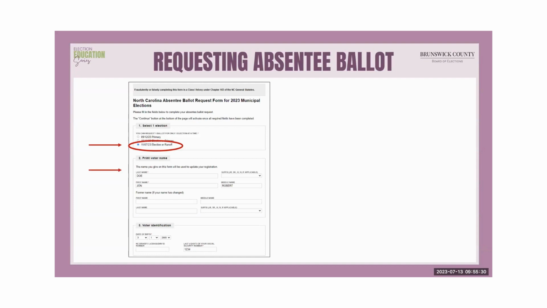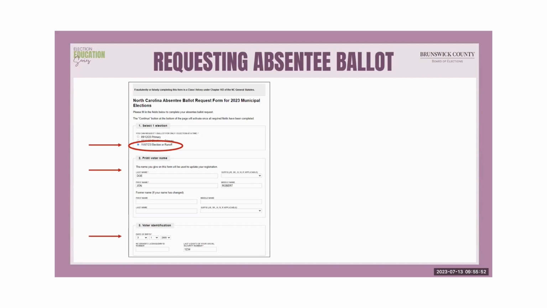Section 2 requires the voter to input their name. The form may auto-populate with the information from the voter's registration record. If the voter makes any change here from what was initially listed on the voter confirmation page, their voter registration will be updated to reflect that.